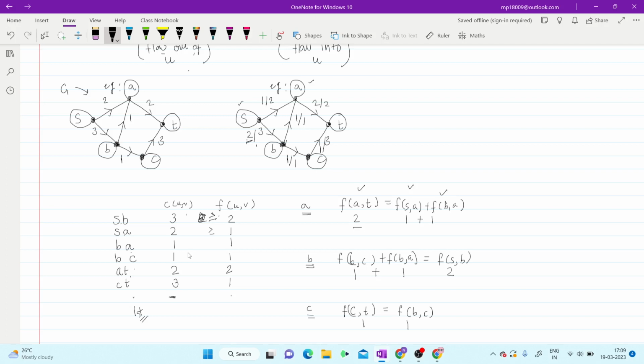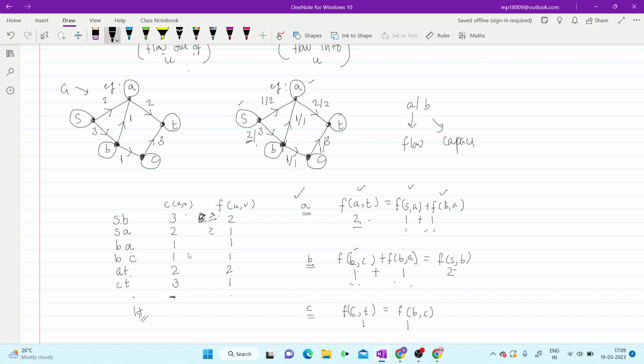And 2 is equal to 1 plus 1. In this slash notation, this is the flow value and this is the capacity. So you can see 2 is equal to 1 plus 1. Therefore, the conservation law is satisfied for A. Similarly for B, there are two edges going out of B, BA and BC, and just one edge coming into B, which is SB. And the flow values also satisfy the equality, that FBC plus FBA should equal FSB.